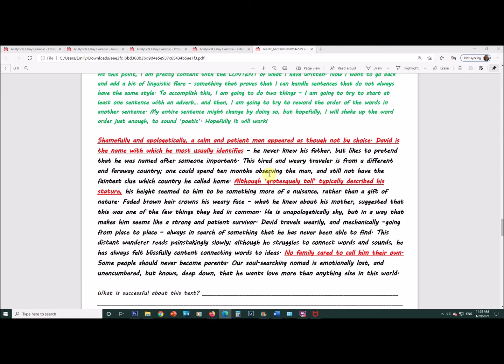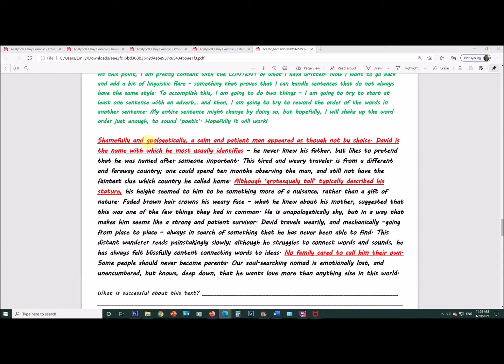Shamefully and apologetically, a calm and patient man appeared as though not by choice. And I think in doing this, I changed it unapologetically to apologetically. I think I just switched that halfway through. David is the name with which he most usually identifies. He never knew his father, but likes to pretend that he was named after someone important.